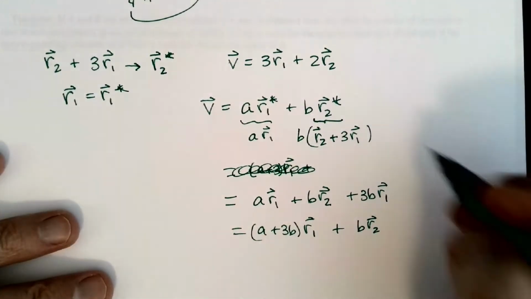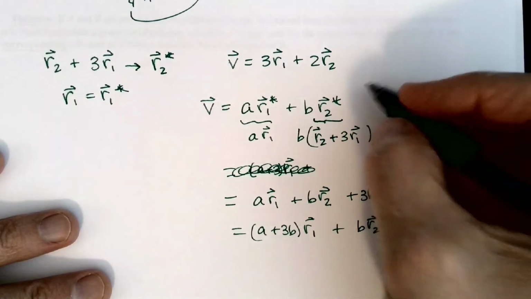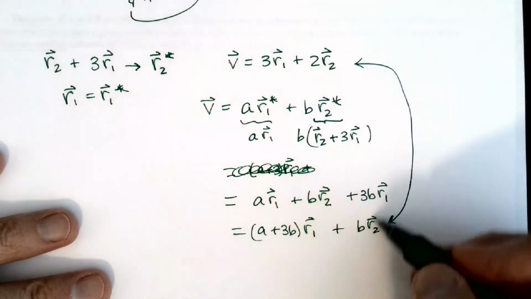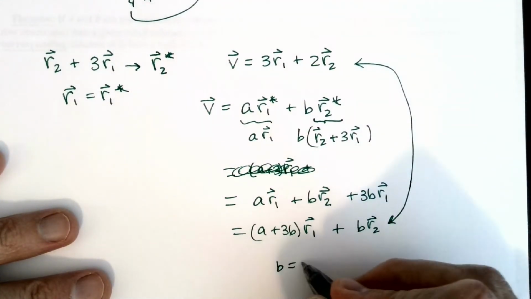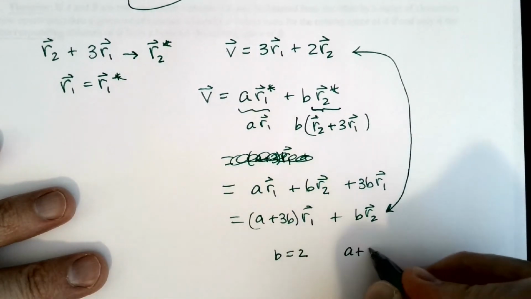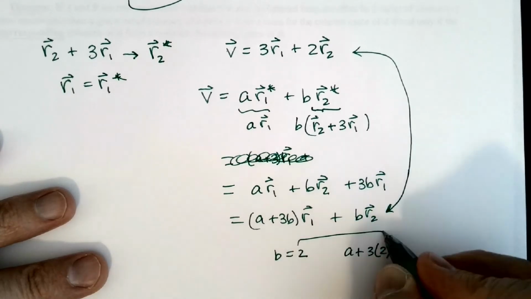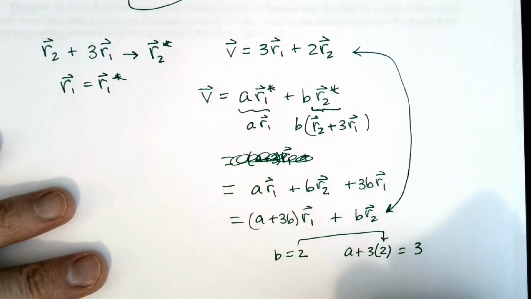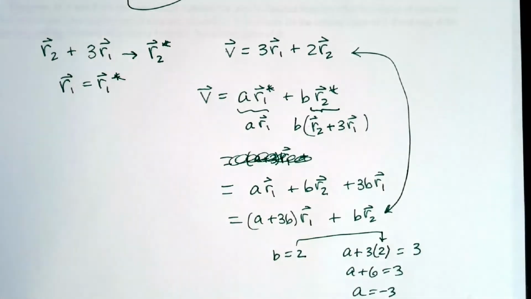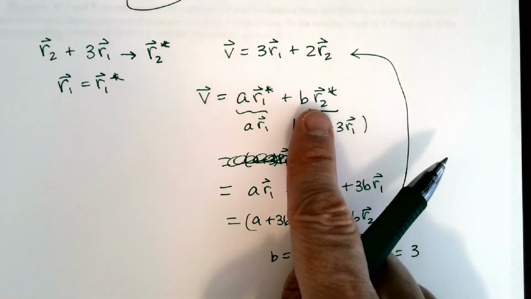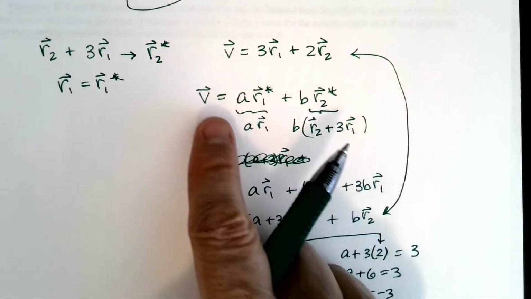Okay, all right, so we're matching this up with this up here, right? What does B need to be? Pretty obvious, right? B needs to equal 2. What does A need to be? Well, A plus 3B, B is 2, so we're going to stick that in for that. It has to equal what? What's the coefficient of R1 have to be? 3. So A plus 6 equals 3. What does A have to be? Negative 3. Okay, so bottom line is, I'm going to take negative 3 of the new row 1 plus 2 of the new row 2, and I get the same vector V.